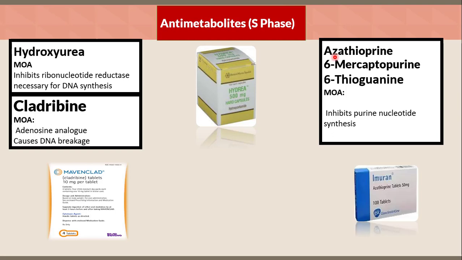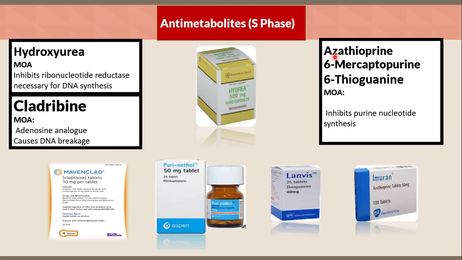Azathioprine, 6-mercaptopurine, 6-thioguanine: inhibit purine nucleotide synthesis.